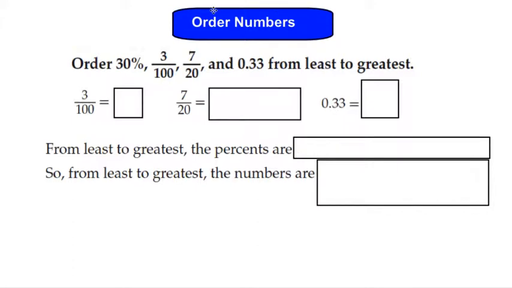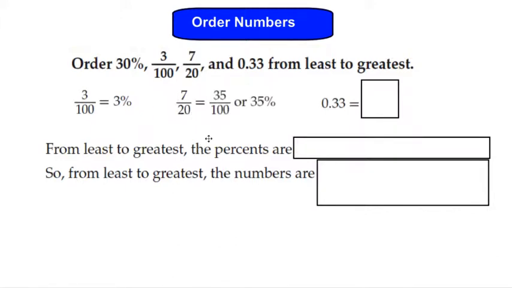Here's an ordering numbers problem. They want us to order 30%, 3 out of 100, 7 out of 20, and 0.33 from least to greatest. Well, we need to have these all in the same form, and since we're working on percents, we're going to put all of them in percents. This one's already written as a percent. 3 out of 100, well, that would be 3%. Since it's already compared to 100, it's 3%. This one we'd have to multiply by 5, giving us 35%. And 0.33 as a percent, we move 2 to the right or multiply by 100, is 33%.